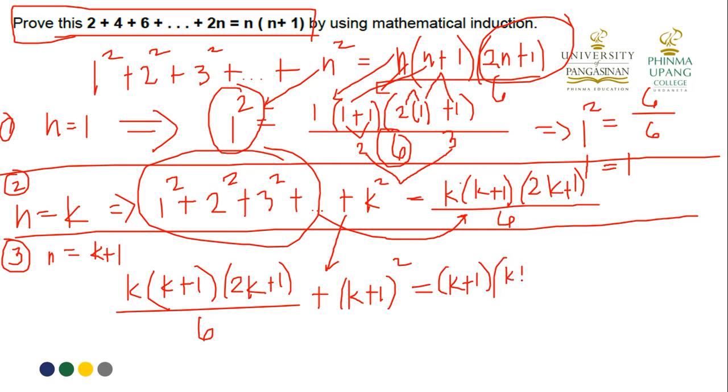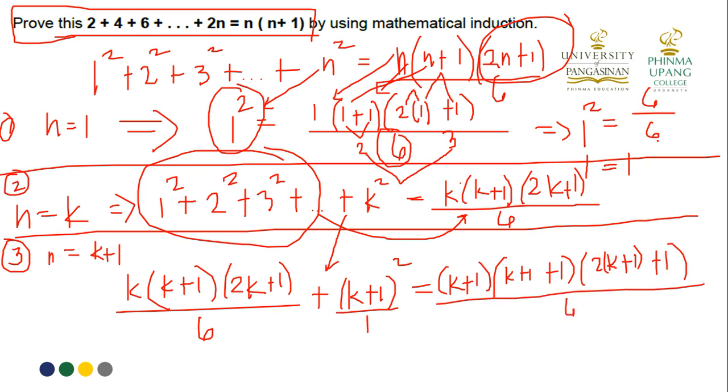K plus 1 plus 1. Ito, dito pwede kayong mag-direct. Pwede na yan. So, K plus 1 plus 1. Then, 2K. Ito, hindi pwede ha. 2K plus 1 plus 1. All over 6. Double check nyo ha. Tingnan nyo kung tama yung pinag-substitute kong K plus 1, 2 K plus 1. Okay, tama naman.